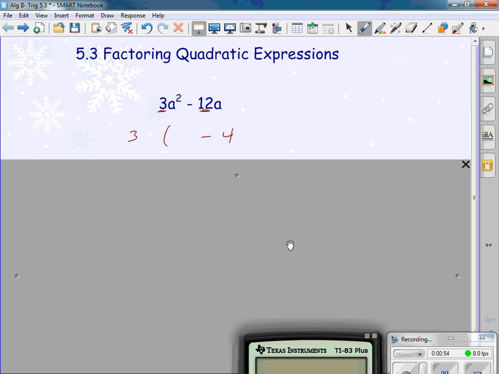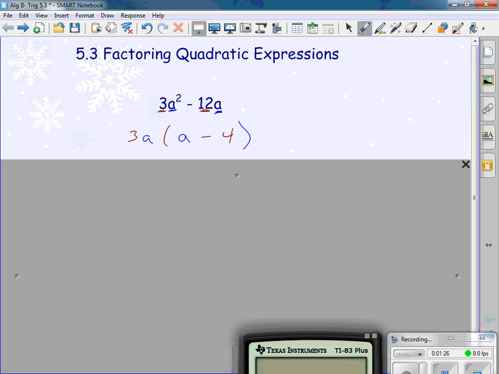4. Now we look at the variables. I have an a squared and an a. What do they have in common? An a. So I'm going to pull out, or factor out, an a. If I pull an a out of an a squared, what am I left with? Just one a. If I pull an a out of an a, what am I left with? Just one. It just pulled out.